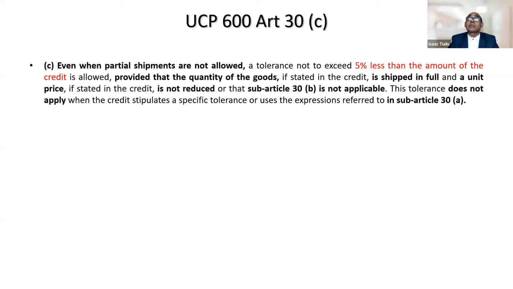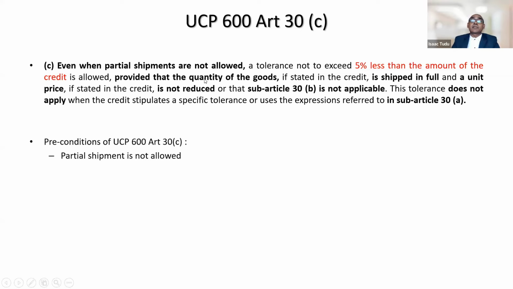So let us understand what are the preconditions when you will apply UCP Article 30C. Precondition, partial shipment is not allowed. It starts with the very first words, even when partial shipments are not allowed. So when LC allows partial shipment, there is no control over how many shipments a beneficiary can make. And therefore, the tolerance referred to in this particular article 30C may have minimal effect. So this is one of the preconditions of 30C.